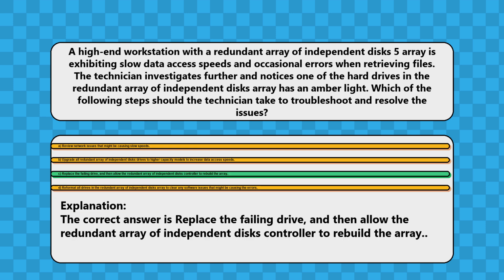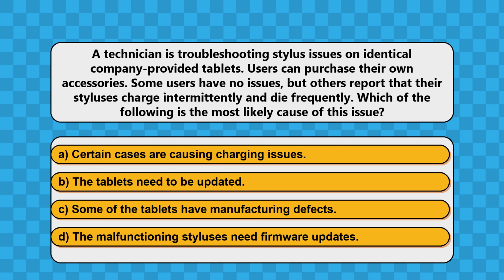The correct answer is replace the failing drive, and then allow the redundant array of independent disks controller to rebuild the array. Question 42. A technician is troubleshooting stylus issues on identical company-provided tablets. Users can purchase their own accessories. Some users have no issues, but others report that their styluses charge intermittently and die frequently. Which of the following is the most likely cause of this issue?